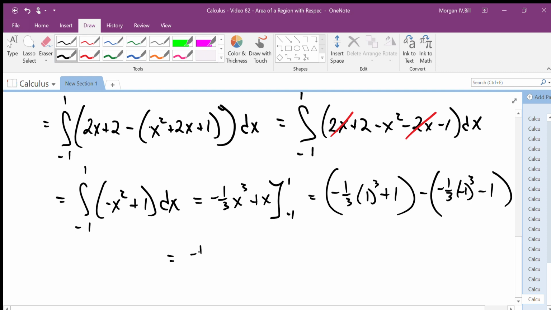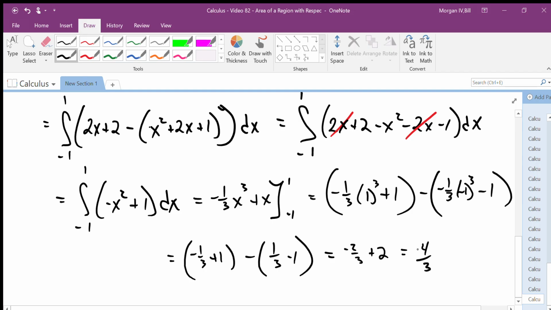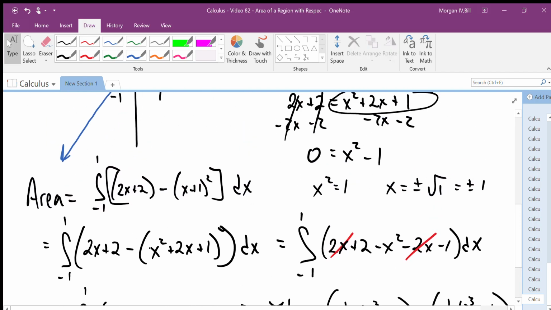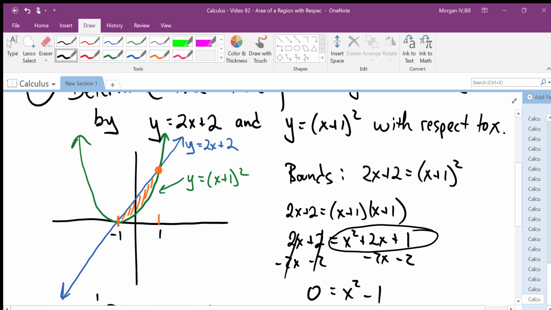So I get negative 1/3 plus 1 minus. Okay, so negative 1 cubed is negative 1 times negative 1/3 is positive 1/3 minus 1. That would be, let's see, negative 1/3 and negative 1/3 is negative 2/3. 1 minus negative 1 is 2. And so 2 minus 2/3 would be 4/3. We should be getting area of 4/3 or 1 1/3 or 1.33 for this region in orange here.